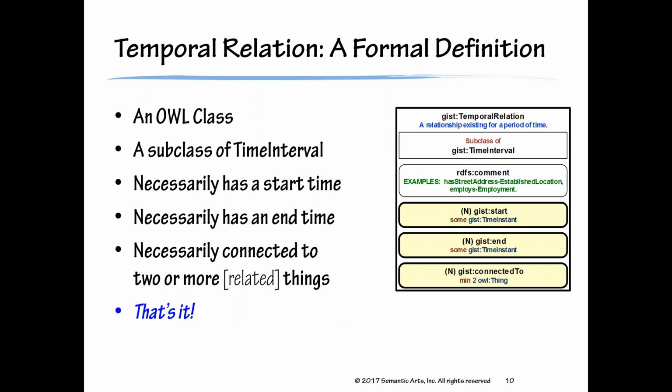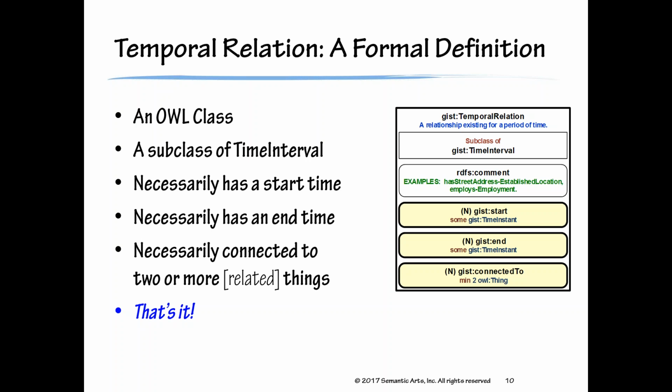Okay, so what does it look like formally? Well, on the right-hand side is our internal notation that's formal OWL that exports to RDF. So it's a subclass of time interval. It's an OWL class. The definition there is a relationship existing for a period of time. And then we just got a few examples there in the comment. It always has a start time. It always has an end time. And it's always connected to at least two other things. And those are going to be the things that are related.